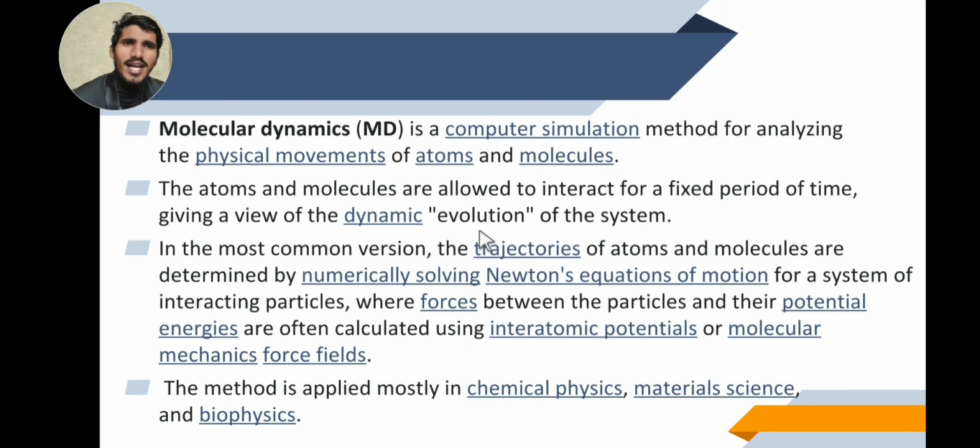The atoms and molecules are allowed to interact for a fixed period of time, giving a view of the dynamic evolution of the system. These atoms and molecules are represented through the software, and in that software they are allowed to interact for a fixed period of time, giving a view of the dynamic evolution of the system, meaning how a system changes with the evolution of time. We just allow the atoms and molecules to interact with each other and study how the system changes with time.